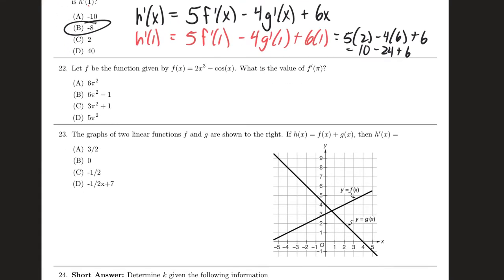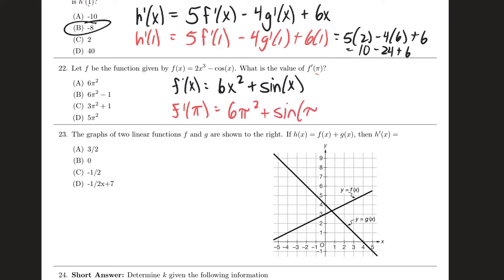All right, 22, same idea. This would be a hard derivative to do all at once, but I can do the derivative of 2x cubed, which is going to be 6x squared. Derivative of cosine is negative sine, so it's going to be plus sine of x. And then I want to plug in pi, so f prime of pi, 6 times pi squared plus sine of pi. So really it comes down to knowing what sine of pi is. But pi is the half circle, so I'm over here. Sine is the y value, so sine of pi is 0, which gives me A as my right answer.